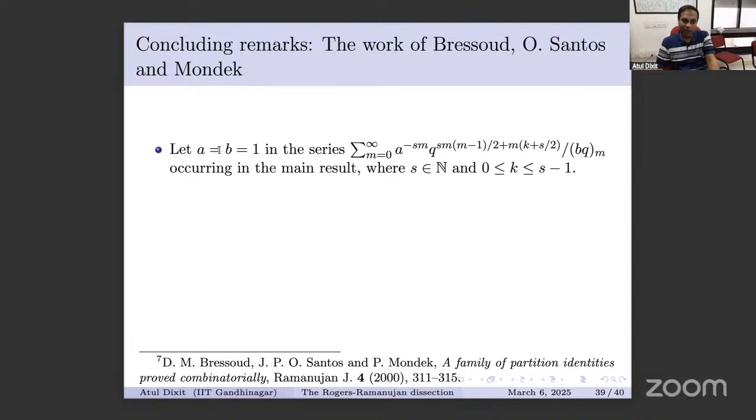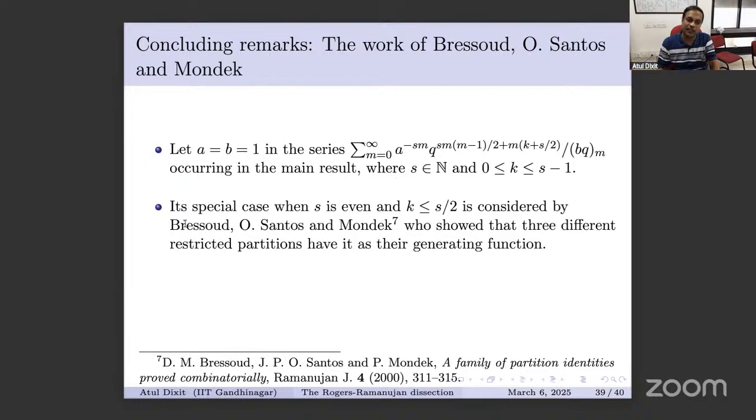So if I put A equal to B equal to 1 in this series, which was one of the series occurring in our main results, and if I let K be between 0 and s minus 1, then this series has occurred in a work of David Bressoud, Jose Plinio O. Santos, and Paul Mondek, wherein they show three different restricted partition functions which have as their generating function this particular series with A equal to B equal to 1 and K in this range. We also have in our result K between 0 and s minus 1.